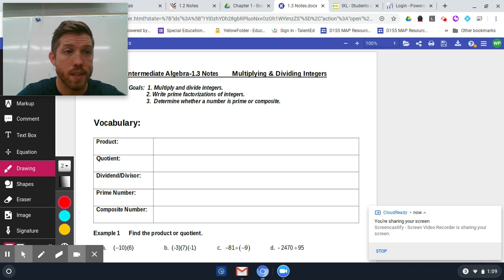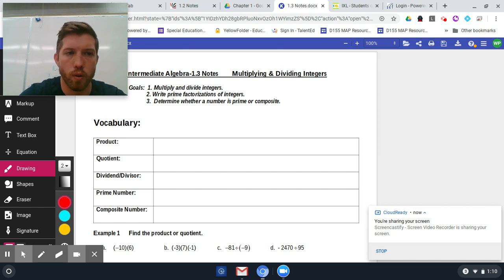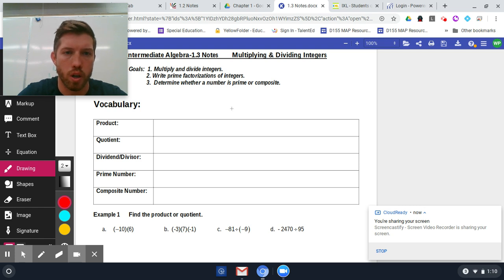All right, so this time we are recording it. You're going to watch this, fill out the notes, and then we'll ask questions in class. All right, the first thing we have is our vocabulary. A lot of these vocabulary words you probably have seen before, and other ones are going to be probably new, like the word prime or composite. Those are some newer words to some of us probably.